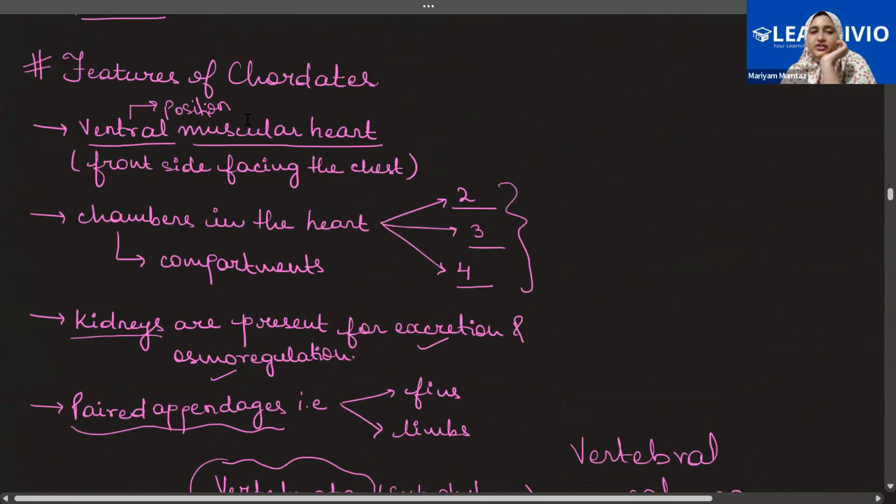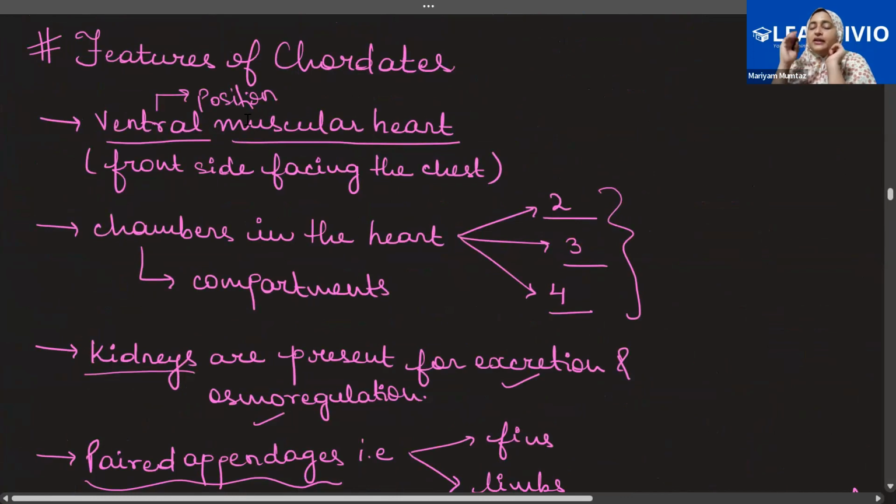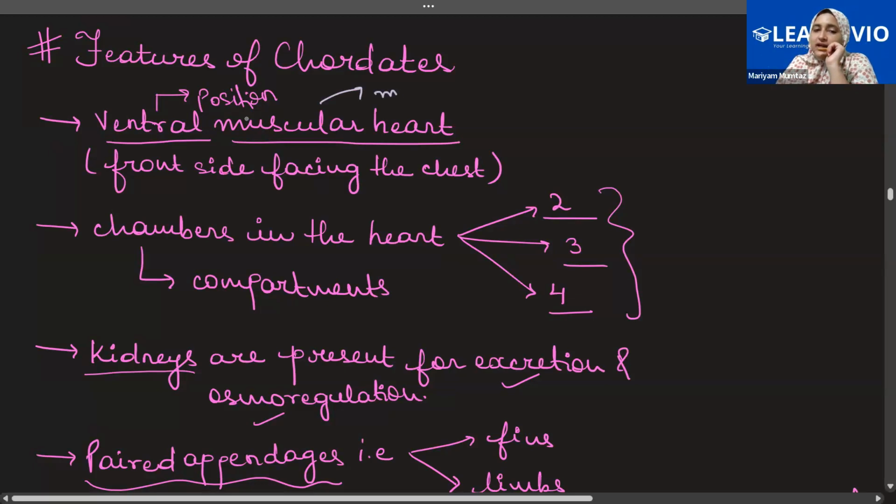Here are some of the features of the chordates. The first one is the ventral muscular heart. The heart present in the chordates will be muscular, made up of muscles, and it will be ventral in position. Ventral, you people understand? Our hearts, if someone opens the chest, the heart will be there near the lungs, right? It will not be behind the lungs, and it will not be behind the bones. So a ventral muscular heart is there. Muscular means made up of muscles.